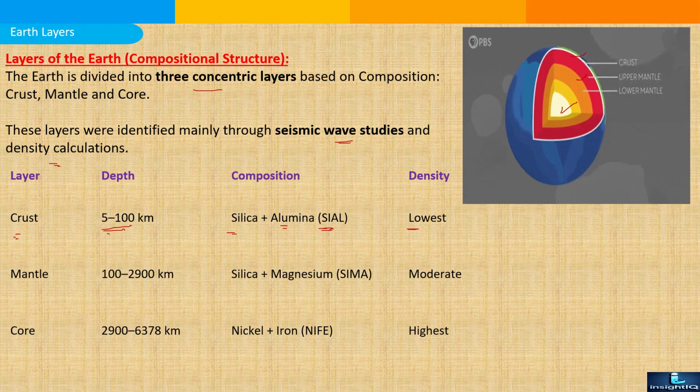Next one is the mantle. Its depth is from 100 to 2900 km. The main composition is silica and magnesium, and it is known as Sima. The density is between the crust and core. Next one is the core. The depth of the core is from 2900 to 6378 km. The main composition of the metal is nickel and iron, so it is known as Nife, and the density is highest among all three layers.